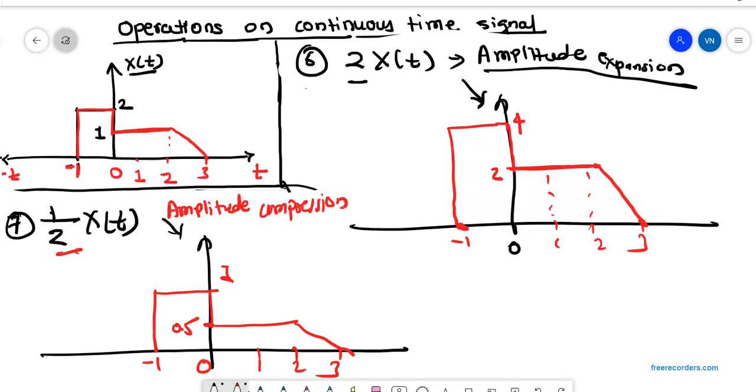So these are the basic and different operations we can apply on any continuous time signal. So now I hope overall you understand how to do the different operations on any type of continuous time signal.